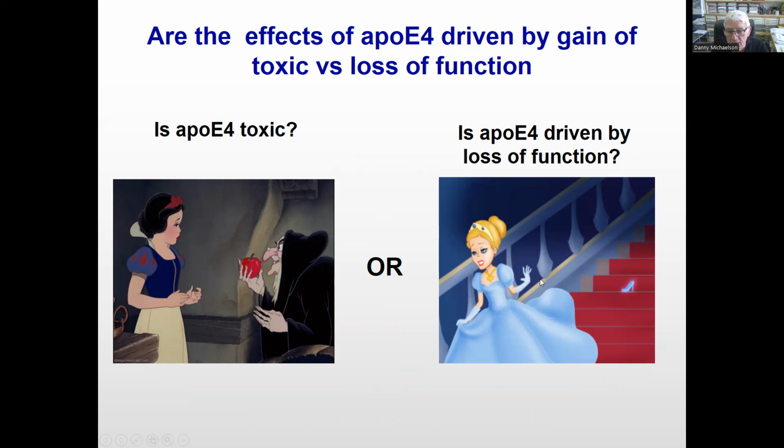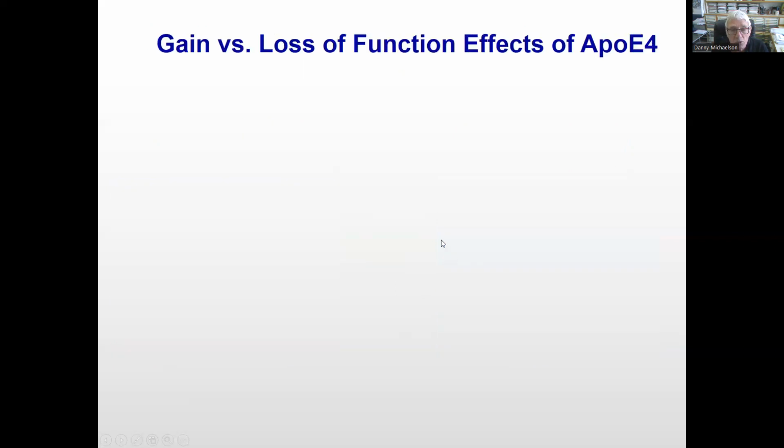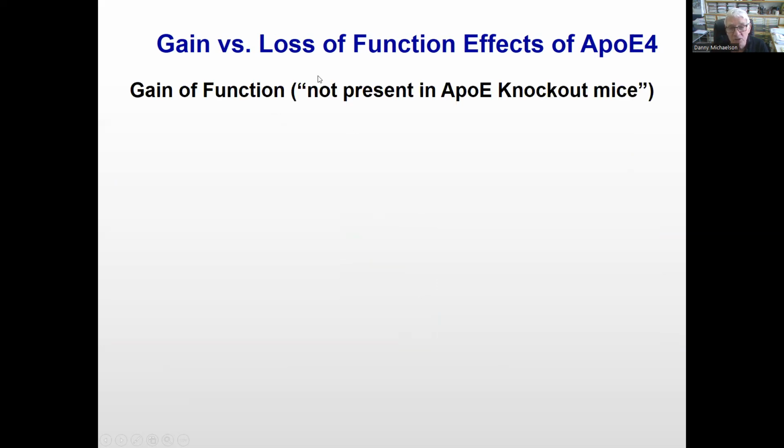And the other possibility is the slipper has been lost on the way down the stairs, which would be a loss of function. So we can ask the question, is ApoE4 mediated by a gain of toxic or by a loss of function? How do we address this question? One way to do that is to look at ApoE knockout mice and compare knockout to E4 mice. So if we have a function that is not presented in ApoE knockouts, but it is presented in E4, we would call that a gain of function.